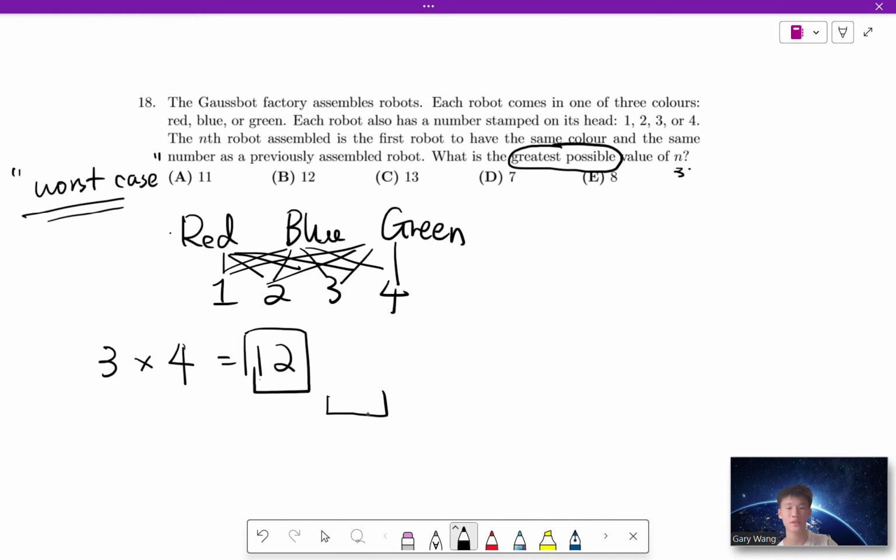So the next one, the 13th robot, no matter what combination of color and stamping it takes, would be the same as one of the previous models, because all the possible models are included in these 12 different combinations. So the 13th robot would be the first one to have the same color and the same number as one of the previously assembled robots. So the greatest possible value of n equals 13. So C would be the correct answer.